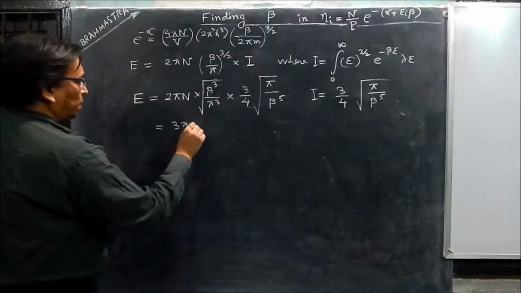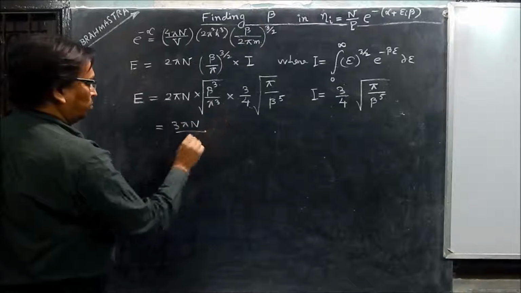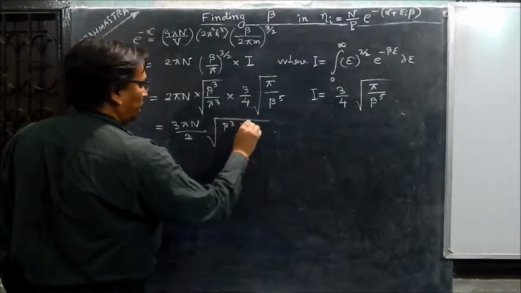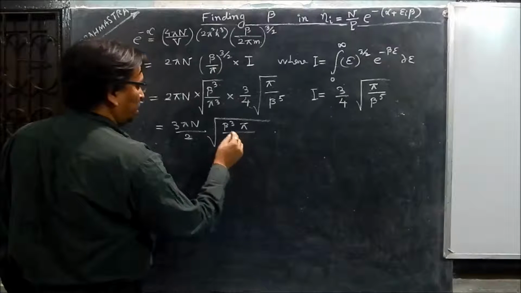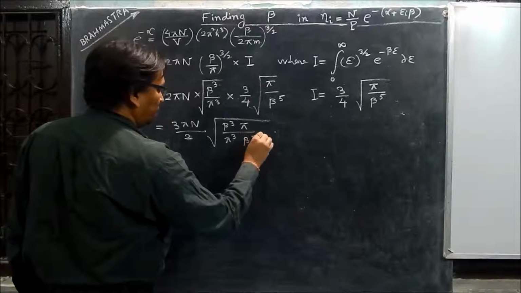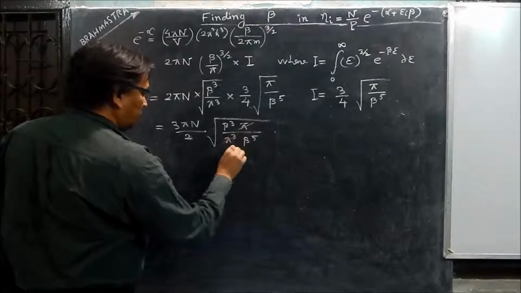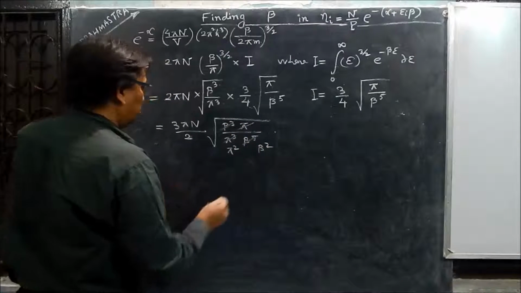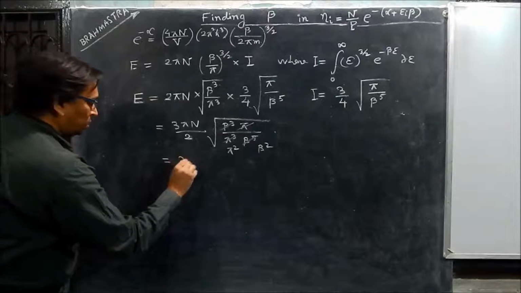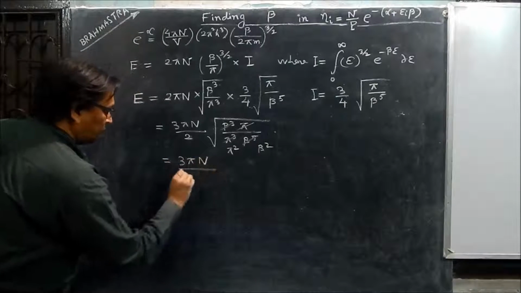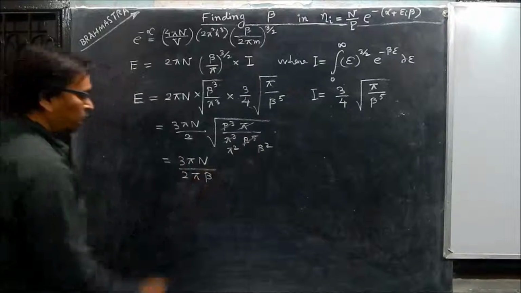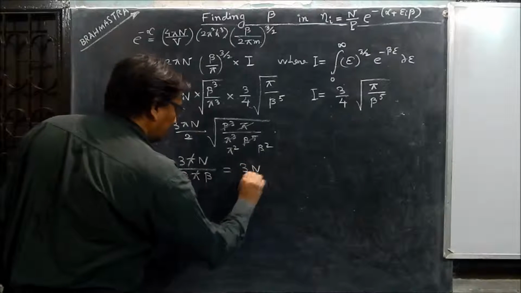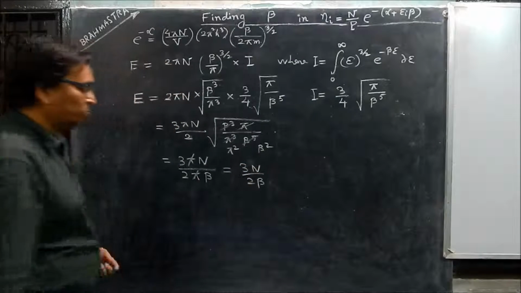So this will give 3 pi n by 2, and root under beta cube pi by pi cube beta to the power 5. So this is giving pi square and also beta square. So square root of this will be pi beta. So this will be 3 pi n by 2 pi beta. Okay, so pi is cancelled, so this is giving 3n by 2 beta.